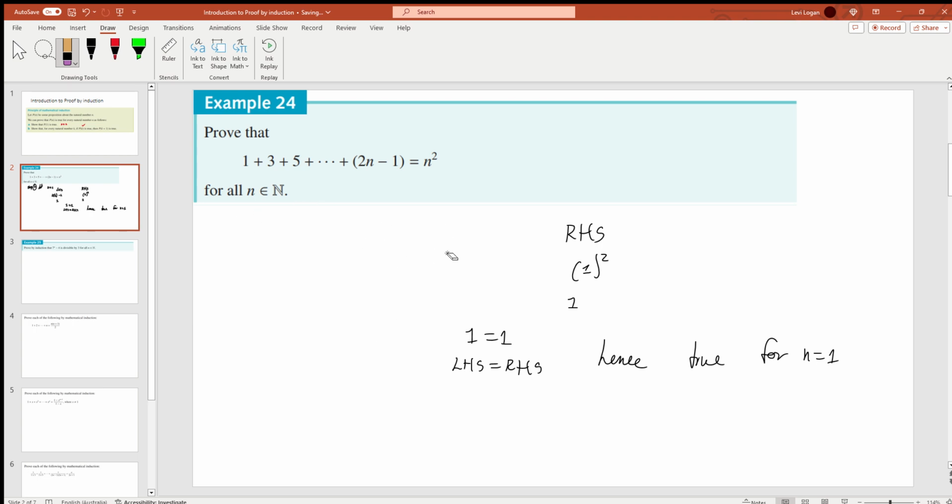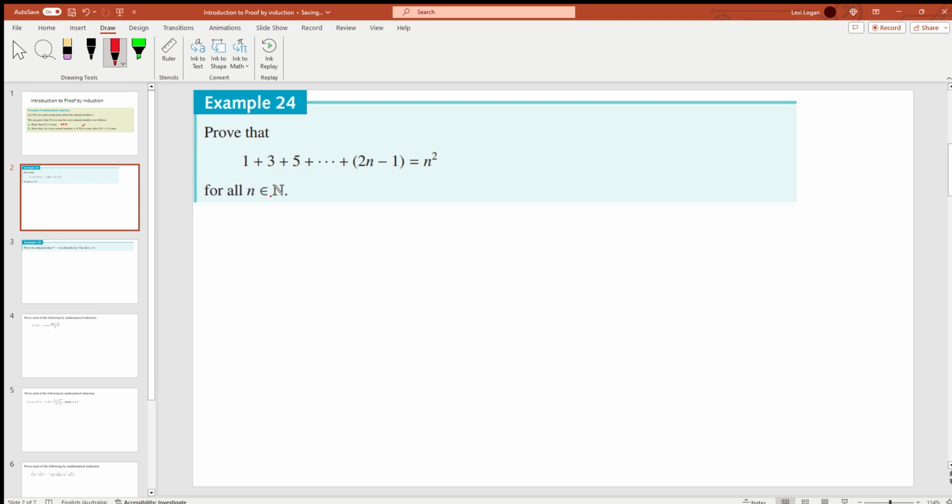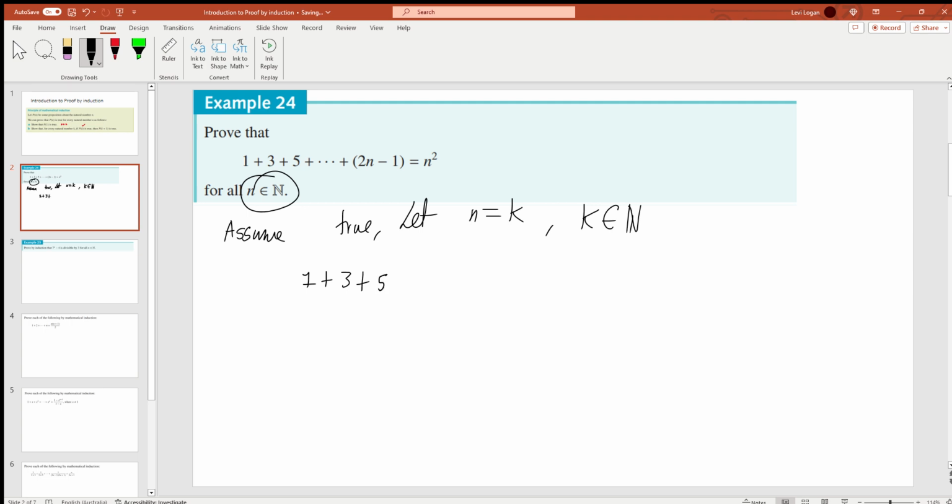The reason why we have to assume it's true is because we can't go through every single number, because that's an infinite set. So what we do is assume true, and let n equal k. But k needs to be some number in this same set, so k needs to belong to whatever set they've defined, natural numbers again. Now what we do is rewrite this entire formula in terms of k. So 1 plus 3 plus 5 plus dot dot dot plus 2k minus 1 equals k squared.